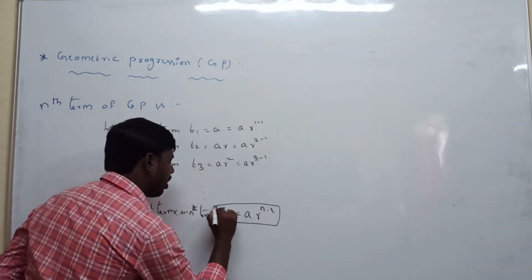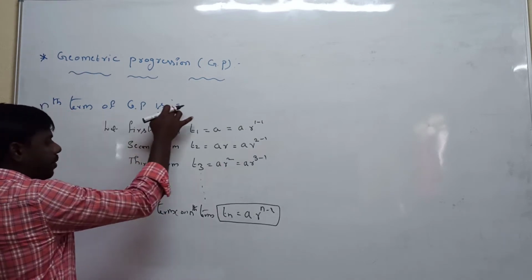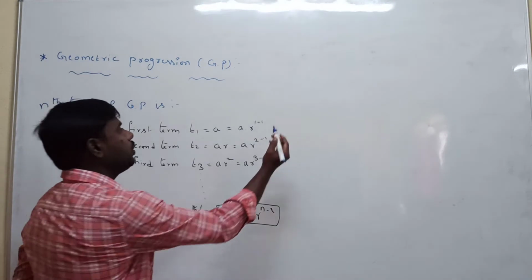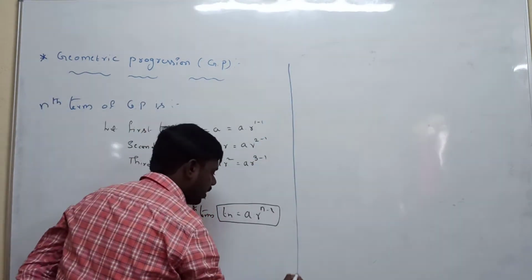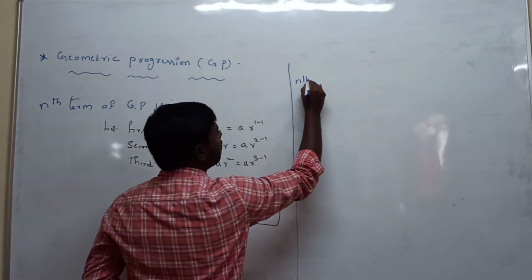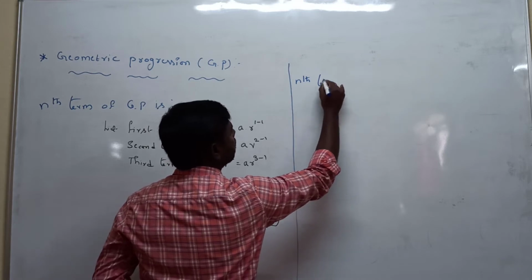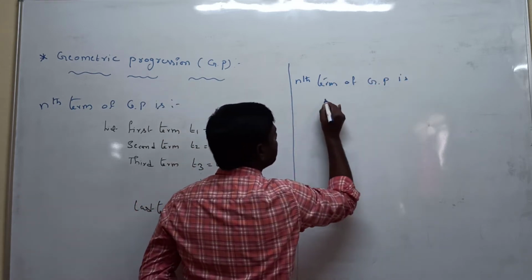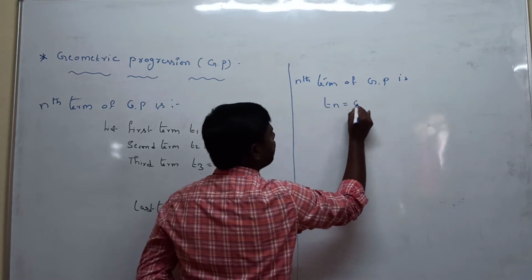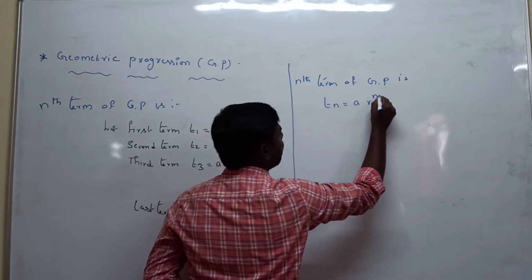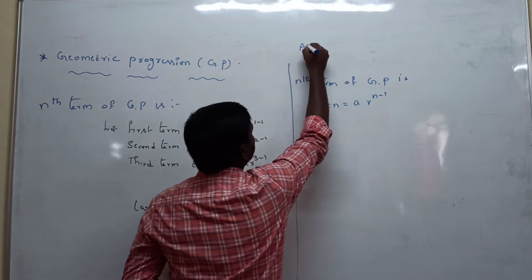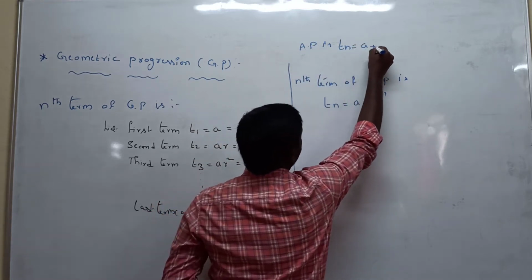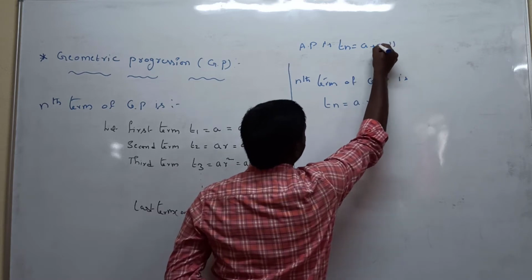A very important formula: the nth term of a geometric progression is Tn is equal to a into r to the power of n minus 1. So the nth term of a geometric progression is a into r to the power of n minus 1. The arithmetic progression formula is Tn is equal to a plus n minus 1 into d.